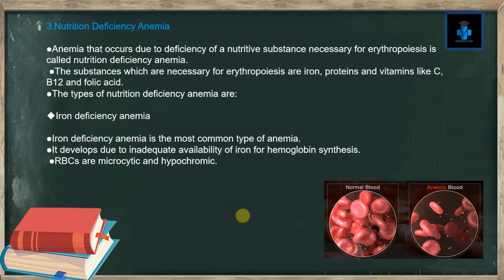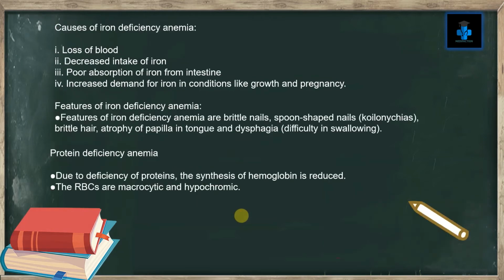Iron deficiency anemia is the most common type of anemia. It develops due to inadequate availability of iron for hemoglobin synthesis. RBCs are microcytic and hypochromic. Causes of iron deficiency anemia. Number 1, loss of blood. Number 2 is decreased intake of iron. Number 3 is poor absorption of iron from intestine. Number 4 is increased demand for iron in conditions like growth and pregnancy.